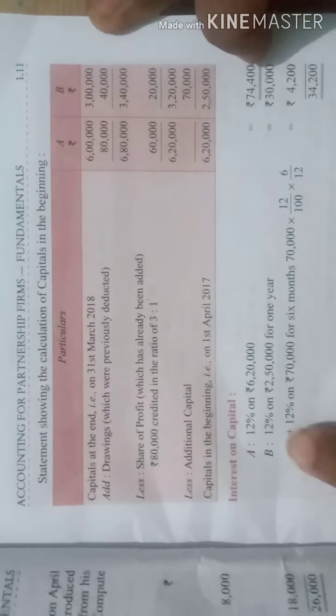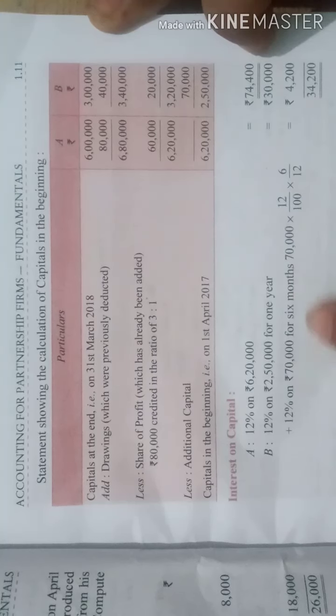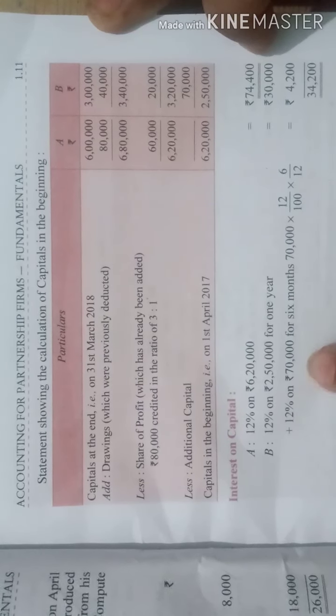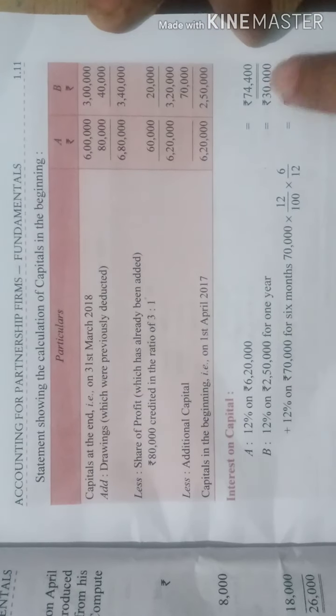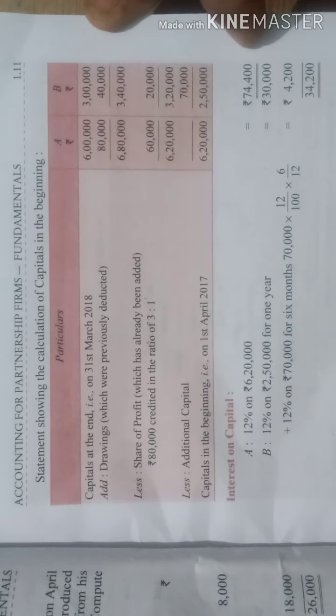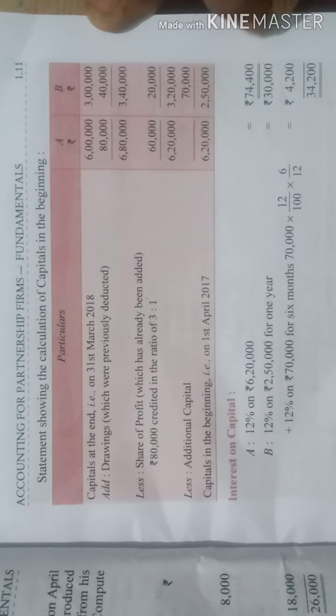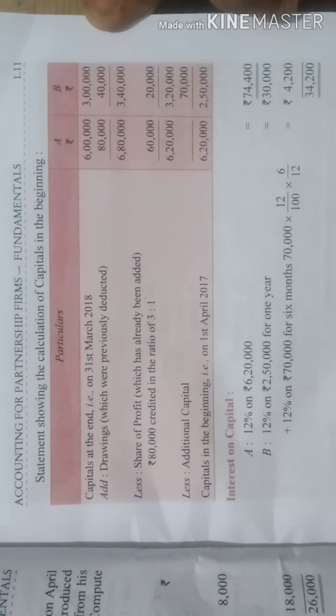So here partner B has the further introduction of capital for 6 months. On that also, 12% interest is given. That is added and the total amount is calculated. I hope I am clear with the sum. Now you have the same relevant sum in unsolved. Just solve them one by one, get it done, and get back if you are facing any problem.